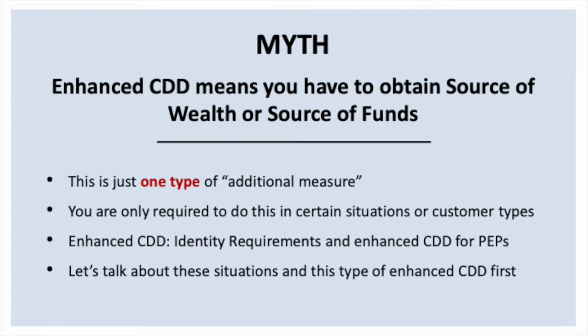A common mistake or myth is that EDD means always collecting information about source of wealth or source of funds, or that they are the same thing. In reality, obtaining source of wealth or source of funds information is just one type of additional measure. You are only required to do this in certain situations or for certain customer types. The types of EDD that require you to collect this information is EDD for identity requirements and EDD for PEPs. Let's talk about EDD for identity verification first, which is the most common type of EDD and the one that most people are familiar with.